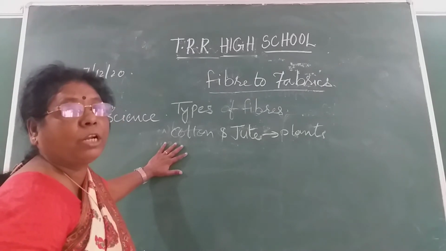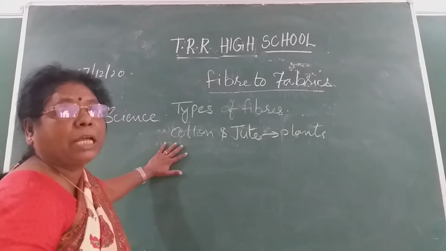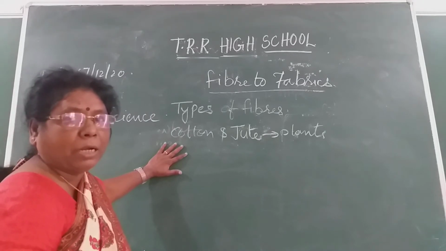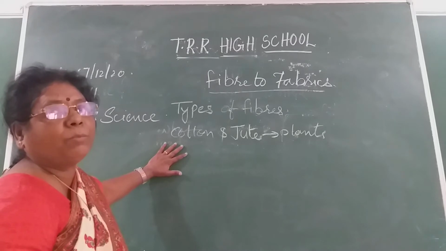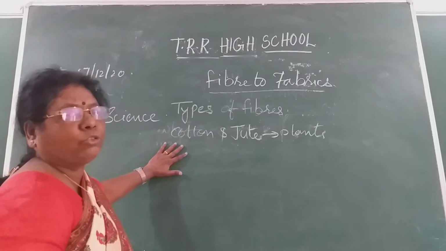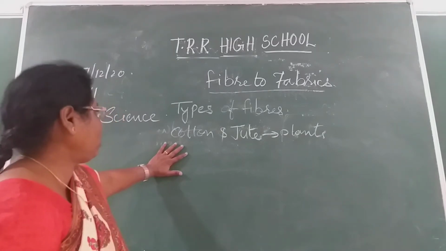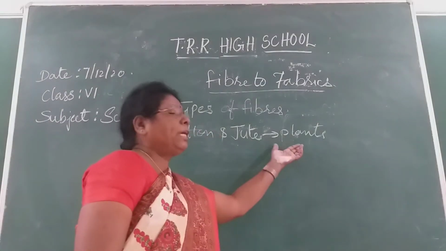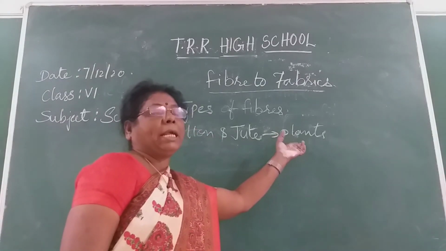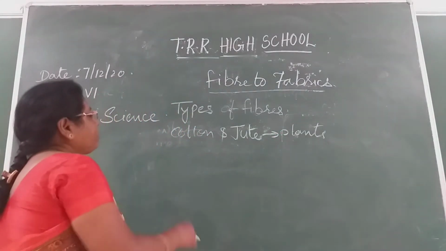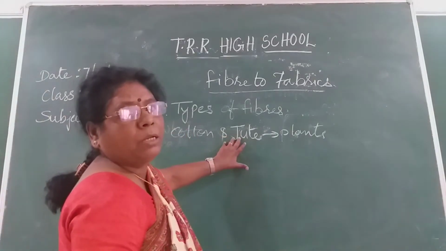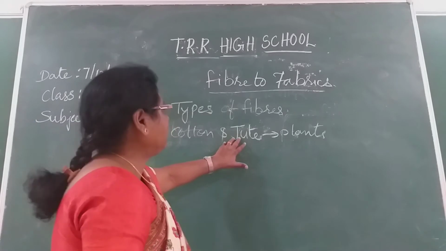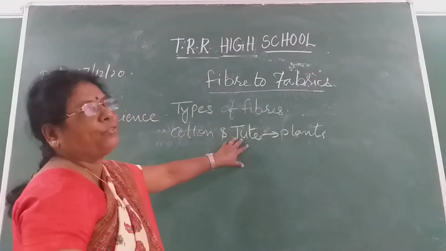From nature you are getting the fibers. They are called natural fibers. The fibers which you get from the plants and animals are called natural fibers. So in natural fibers, cotton and jute you are getting from the plants, cotton from the cotton plant, jute from the jute plant. The uses are also different.